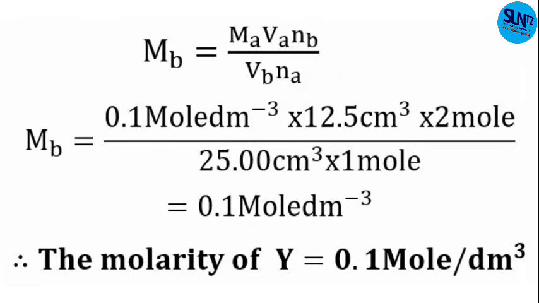Let's check the molarity of base. In calculation, the molarity of base is equal to the molarity of acid times the volume of acid times the number of moles of base, divided by the volume of base times the number of moles of acid. So 0.1 times 12.5 times 2 divided by 25 times 1. So the molarity of Y is 0.1 mole per decimeter cube.